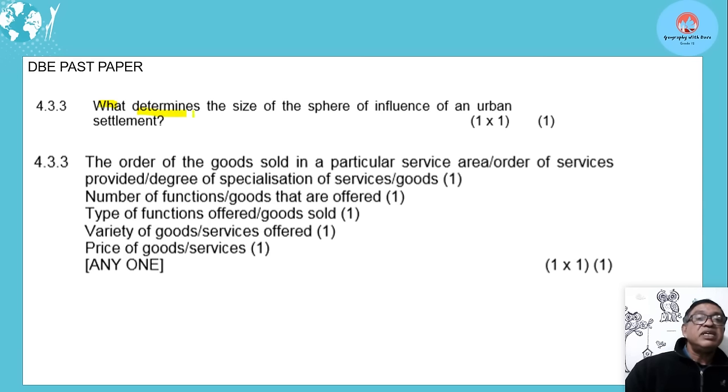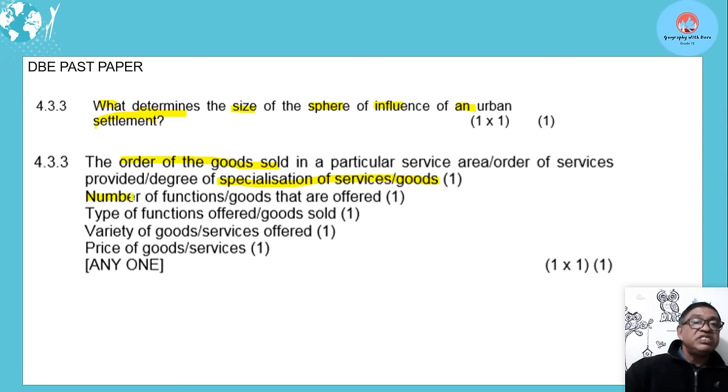What determines the size of the sphere of influence of an urban settlement? You notice this is not, watch out sometimes, learners, you can get a specific question. You may say, what determines the size of a sphere of influence evident in the sketch? This is general. It says an urban area. You know already the order of goods sold, the degree of specialization of services, like you've got specialist doctors, etc. People who travel from further, but they see the general practitioner, they won't go that far.